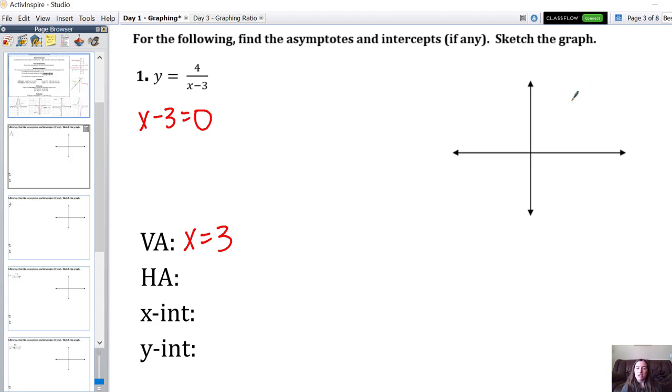A lot of these are just sketches, so I'm just going to kind of guess where 3 might be. It's not going to be perfect. The idea is just to figure out what the graph is kind of doing in a specific region.